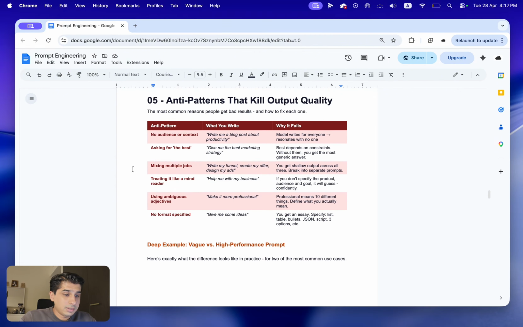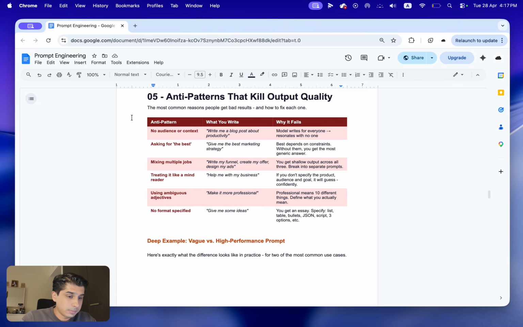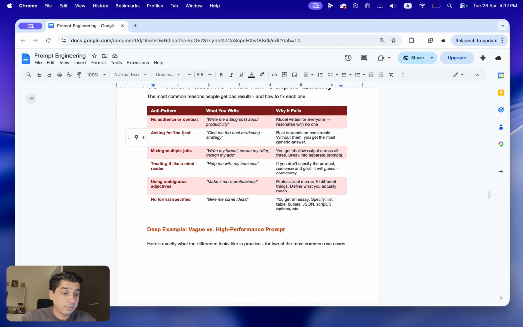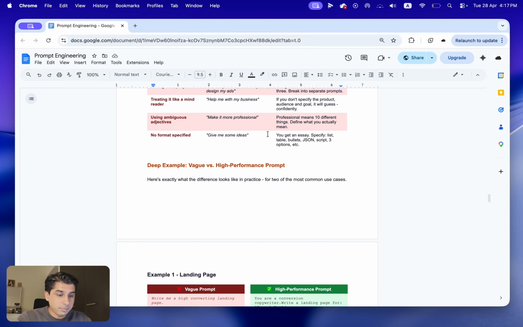Now, number 5 is anti-patterns that kill output quality. These are the most common reasons people get bad results and how to fix each one. An anti-pattern is no audience or context. So what you write is, write me a blog post about productivity. The reason this would fail is the model writes for everyone and resonates with no one, okay? Another anti-pattern is asking for the best. So, give me the best marketing strategy. Best depends on constraints. Without them, you get the most generic answer. Again, you get the idea.